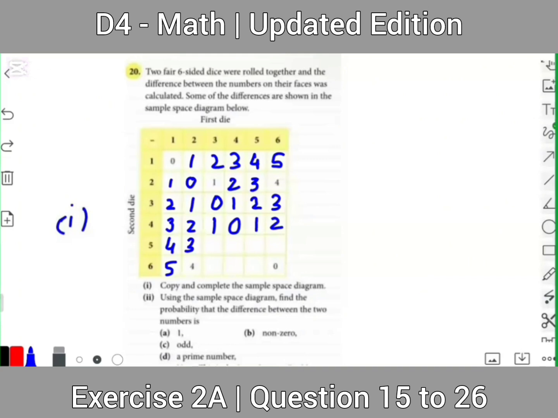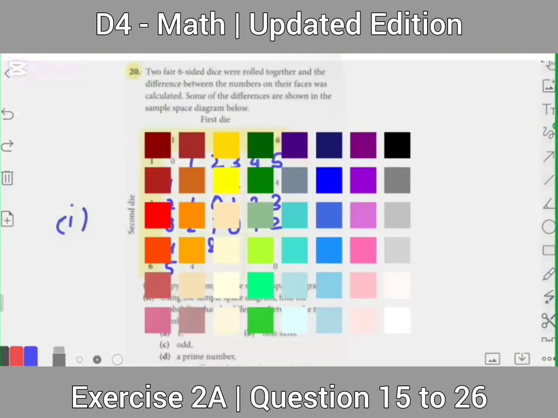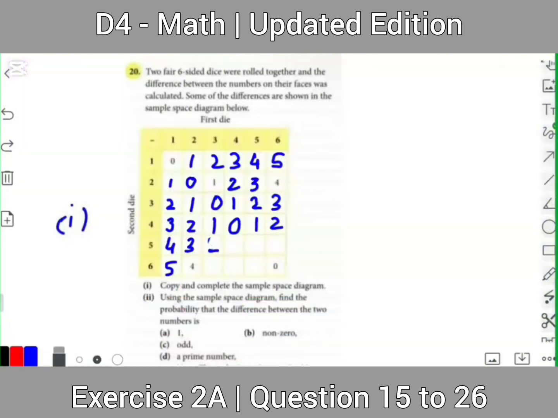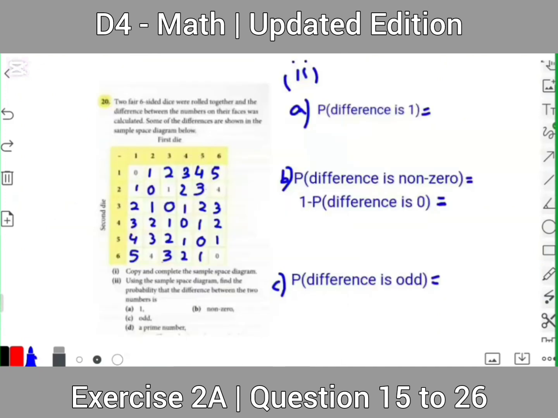Now for the next, 5 minus 3 is 2. 5 minus 4 is 1, 5 minus 5 is 0, 6 minus 5 is 1. And for the last one, 6 minus 3 is 3, 6 minus 4 is 2, and 6 minus 5 is 1. And then part 2.